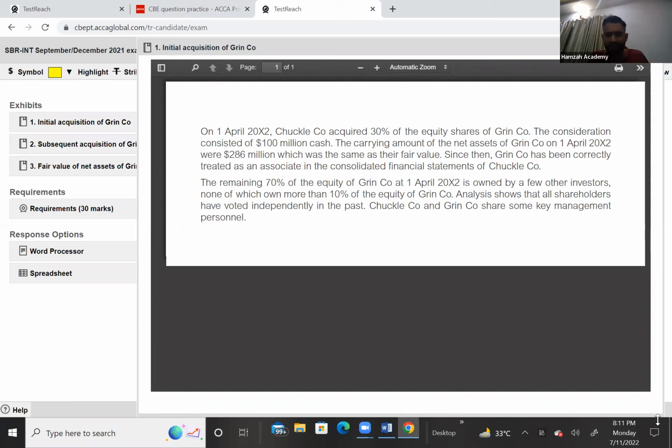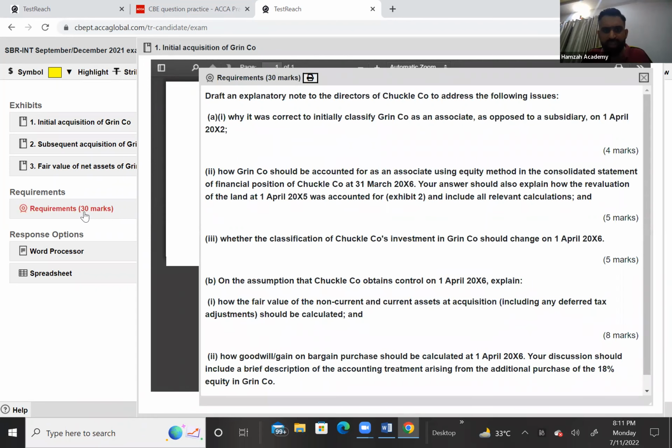I'm just telling you that as a student, I will study and read this exhibit. When I read exhibit number 1, I will open the requirement box. And here is the first requirement, which is related to exhibit number 1. Why was it correct to initially classify G company as an associate company as opposed to a subsidiary company on 1st April X2? Again, I'm not entering into the argument of why or why not. I'm just telling you the exam technicalities.